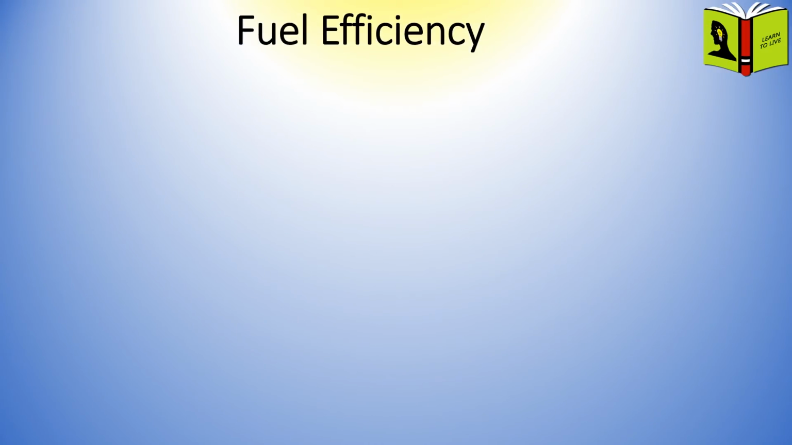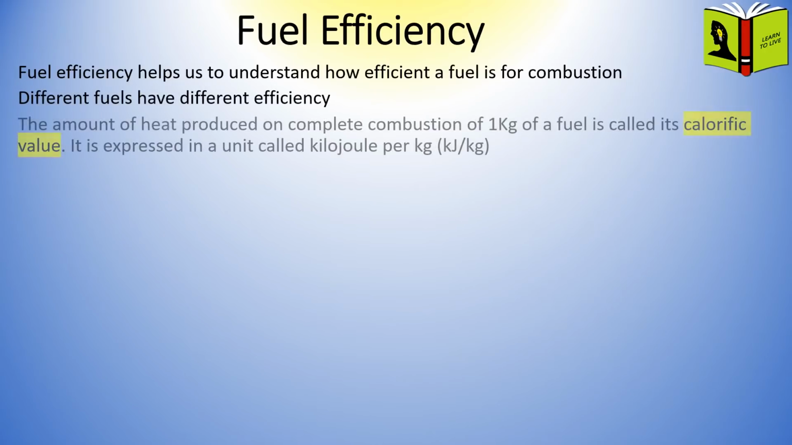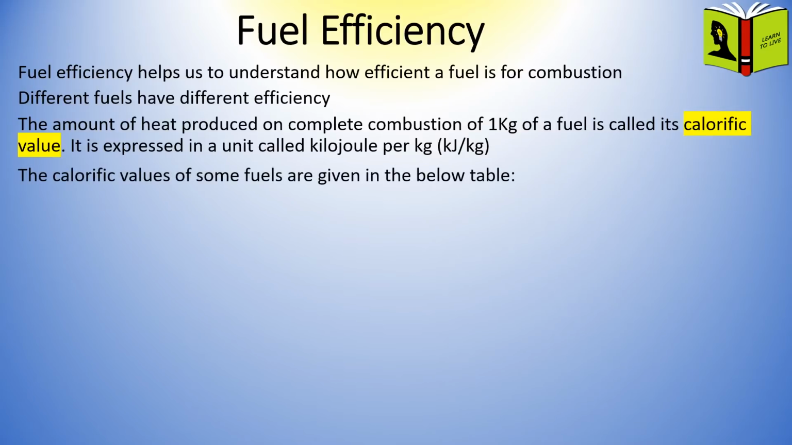Fuel efficiency. Fuel efficiency helps us to understand how efficient a fuel is for combustion. Different fuels have different efficiency. The amount of heat produced on complete combustion of 1 kilogram of a fuel is called its calorific value. It is expressed in a unit called kilojoule per kg. The calorific values of some fuels are given in the below table.